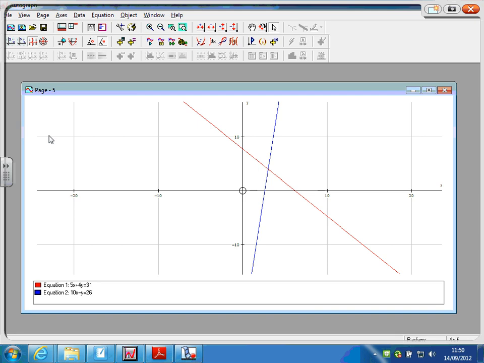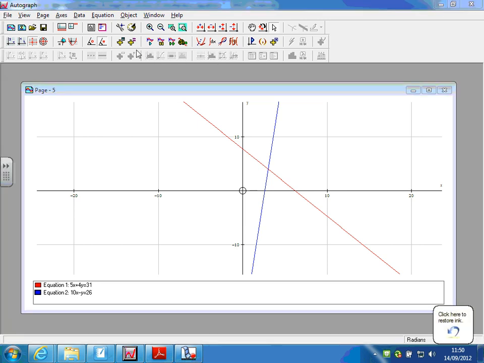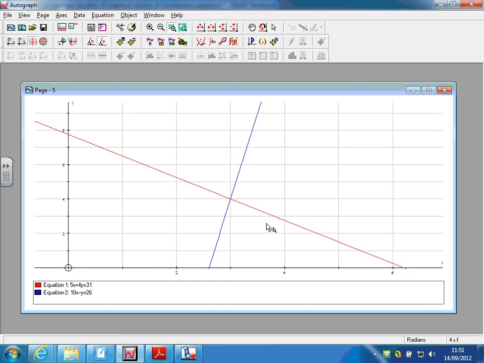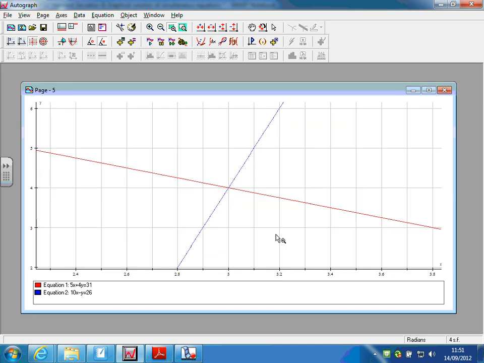All I've got to do now is use Autograph to zoom in on that solution and find my values of x and y. So I use the zoom box tool here, and I can see where they intersect, and already we can see that it's exactly intersecting on a point. X equals 3, y equals 4. So we read it off from the graph. X equals 3, y equals 4.